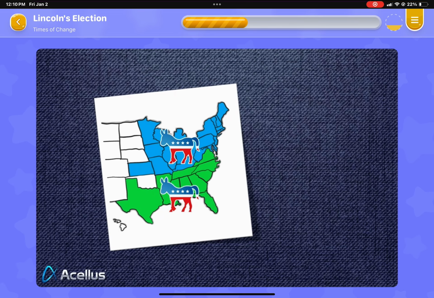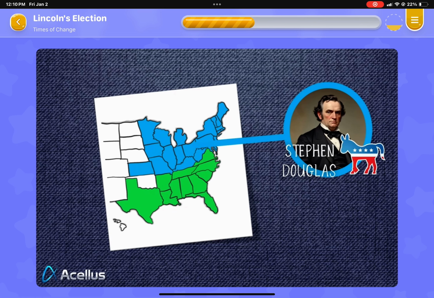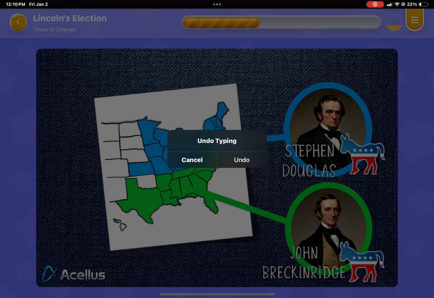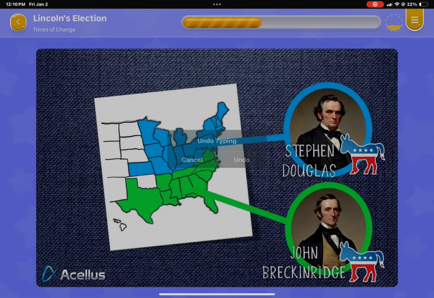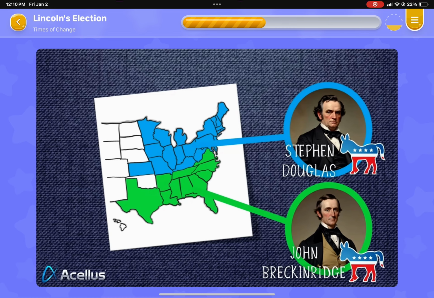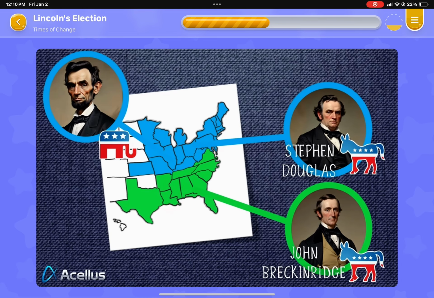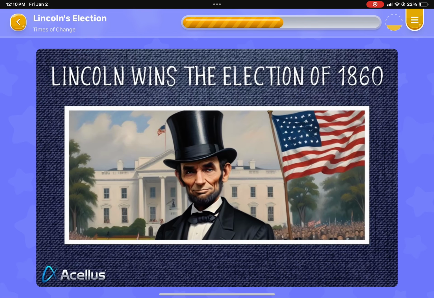You have the North and the South, Democrats in both, and they're both choosing different candidates. The North Democrats are going for a man named Stephen Douglas, and in the South, they're going for a man named John Breckinridge. So because the Democrat votes are split, all the Republicans who are in the North during this time are voting for a man named Abraham Lincoln. Now, of course, history shows the split of those votes and the Republicans all voting together for Abraham Lincoln leads to Lincoln winning the election.